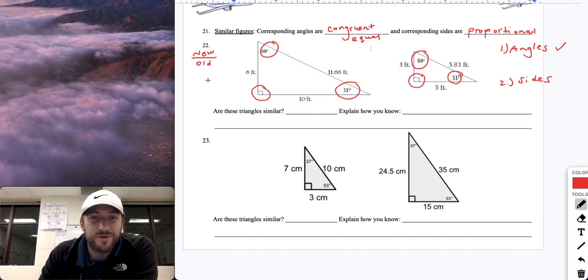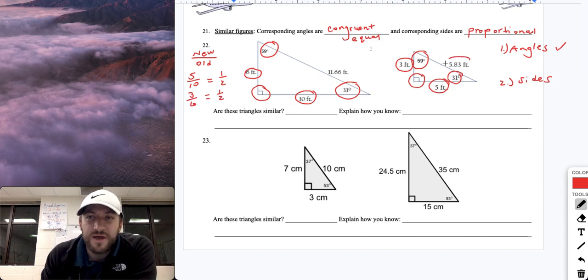Let's go and find our sets of corresponding sides. Let's start with the 5. That corresponds with the 10. We have our new 5 divided by our old 10. 5 over 10 simplifies down to 1 over 2. Let's see if the other corresponding sides match and give us 1 over 2. We have 6 and 3. So 3 is the new, 6 is the old. 3 to 6 equals 1 to 2. Perfect. All right, those check.